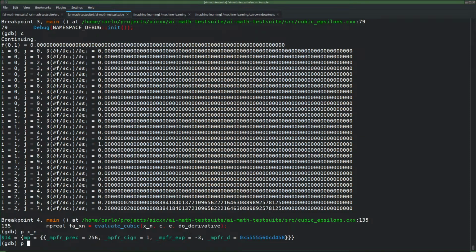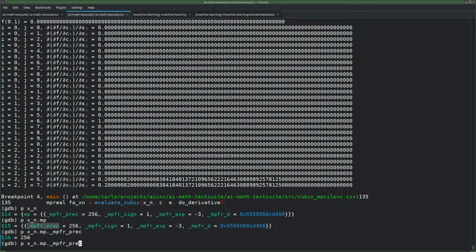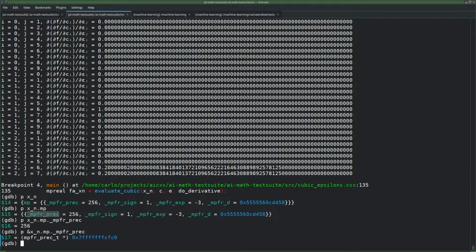So we can print xn.mp.precision. And then the address to that. That looks like it was dereferenced. It's weird. No, I'm an idiot. Never mind. This is the pointer, yes.